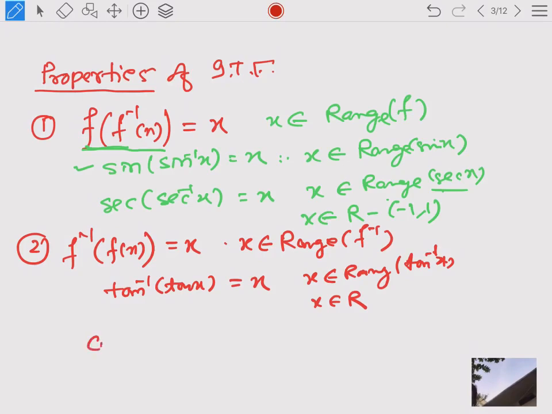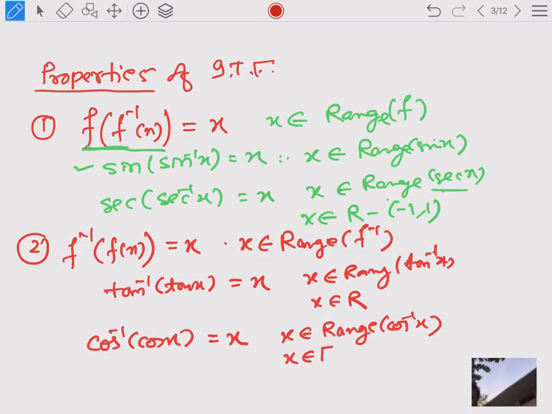And what is the tan inverse range? All real numbers are the range of tan inverse x. Similarly, cos inverse of cos x is equal to x, but x should be in the range of cos inverse x. So if I ask you all what is the range of cos inverse x, then we know that it is between 0 to pi.